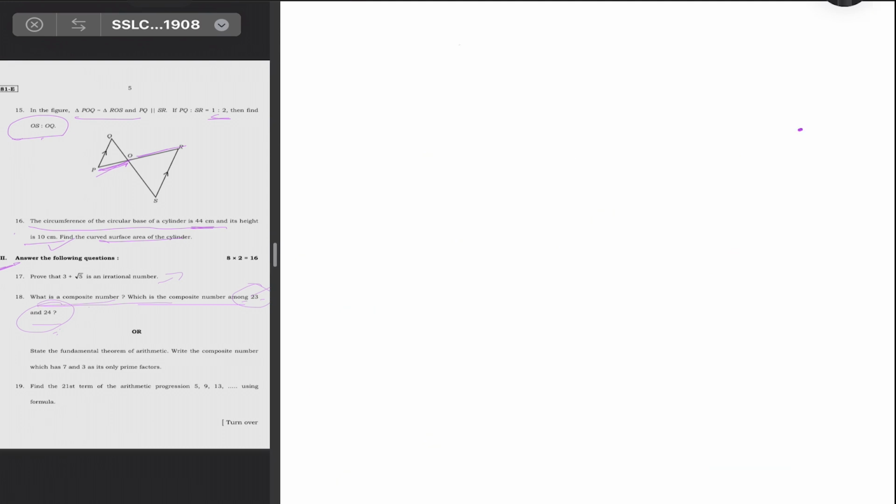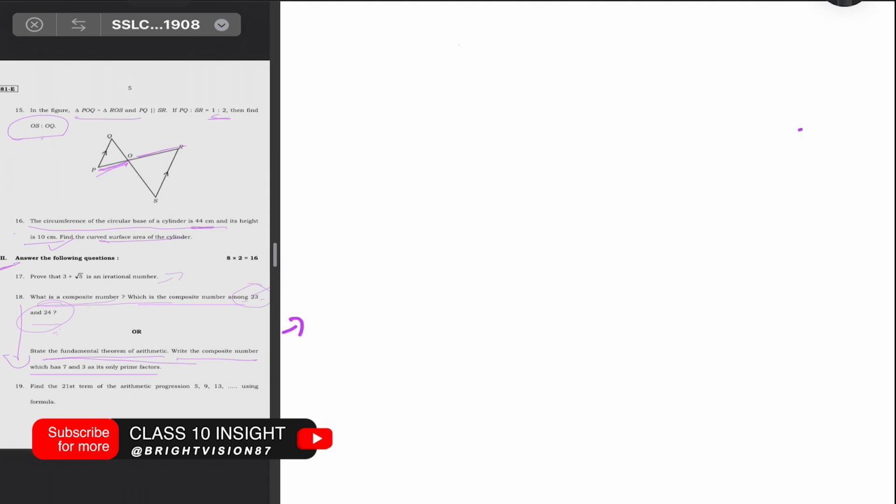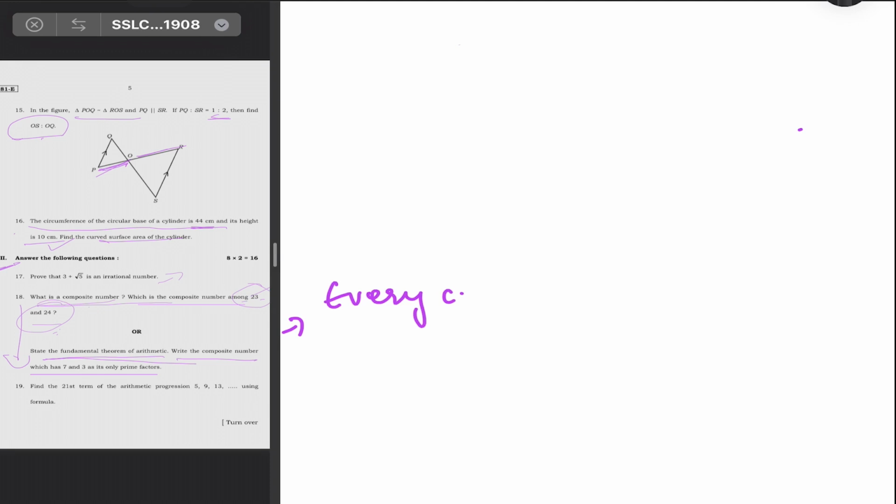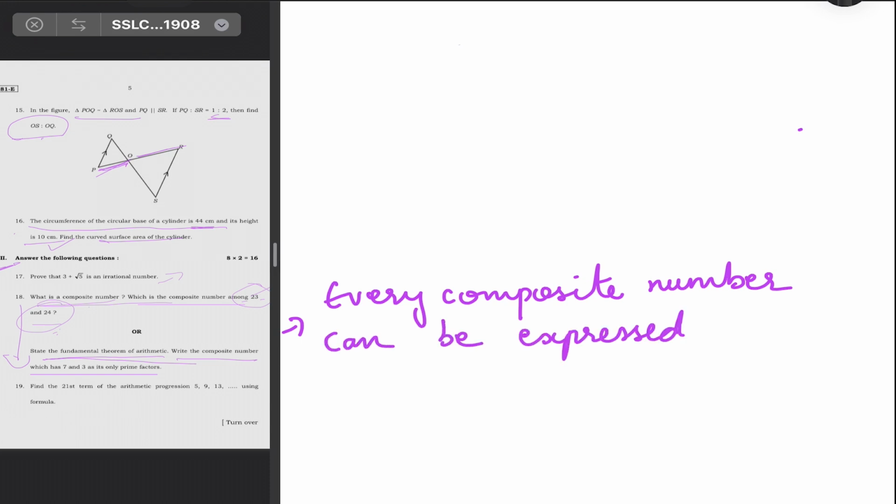Coming to the next question. So we have an OR question for the 18th question. State the fundamental theorem of arithmetic. Write the composite number which has 7 and 3 as its only prime factors. So what is the fundamental theorem of arithmetic? That is, every composite number can be expressed as a product of primes.